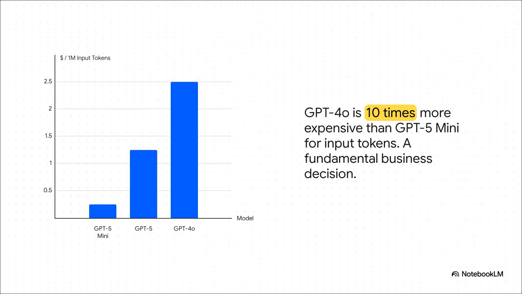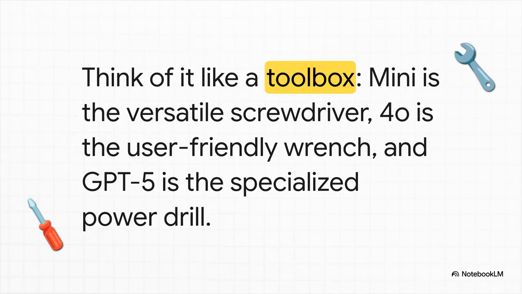You know, an analogy really helps here. Think of it like a toolbox. You'd never use a giant power drill to tighten one little screw, right? And you wouldn't try to drill through concrete with a screwdriver. Each model in the GPT-5 family is a specialized tool. GPT-5 Mini is that reliable, versatile screwdriver you'll find yourself reaching for probably 80% of the time.